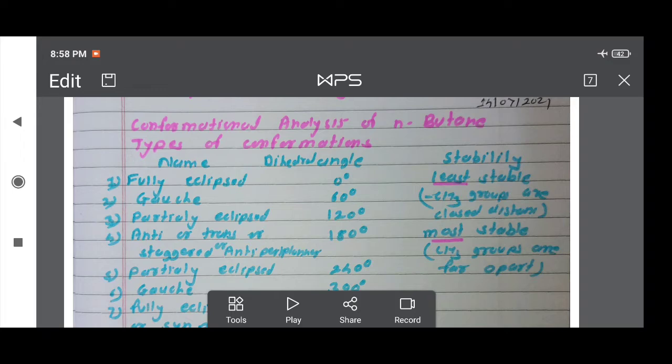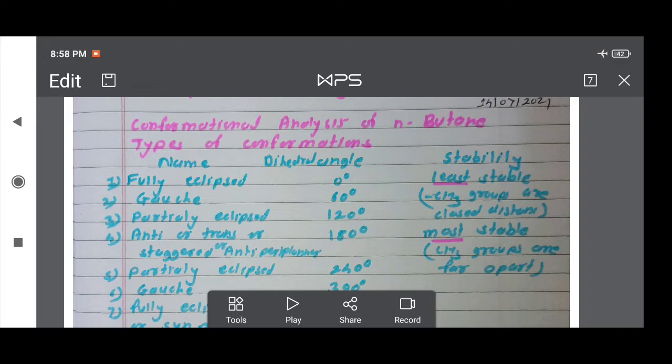Dihedral angle is the 0 degree, and this is the least stable conformation due to the methyl groups being closer to each other. Therefore, this is the least stable. Then second conformation name is the Gauche. Dihedral angle is 60 degree.